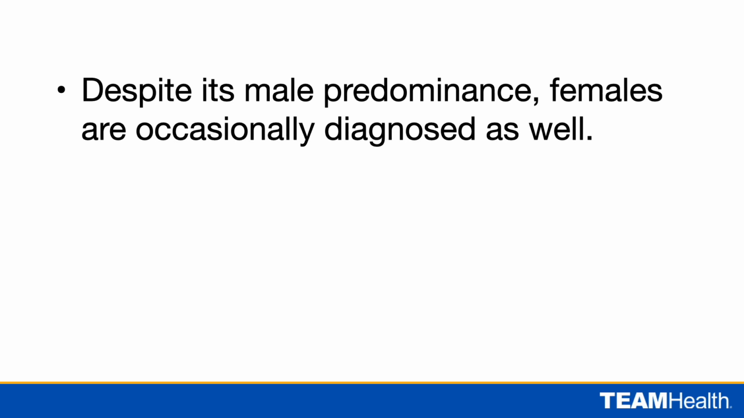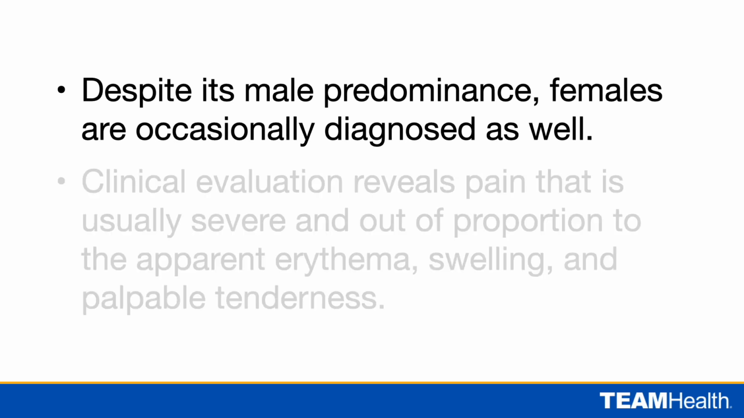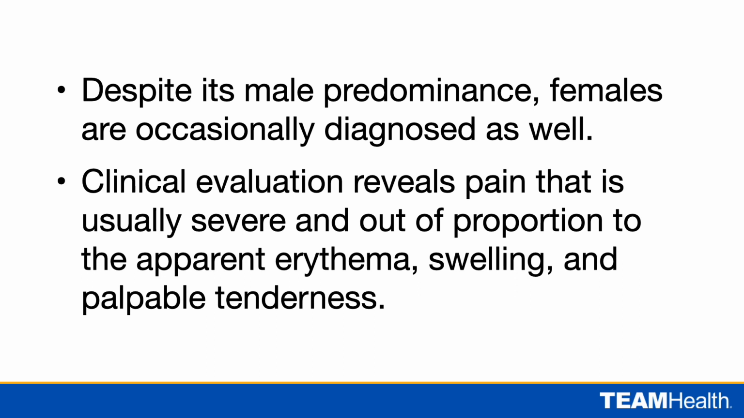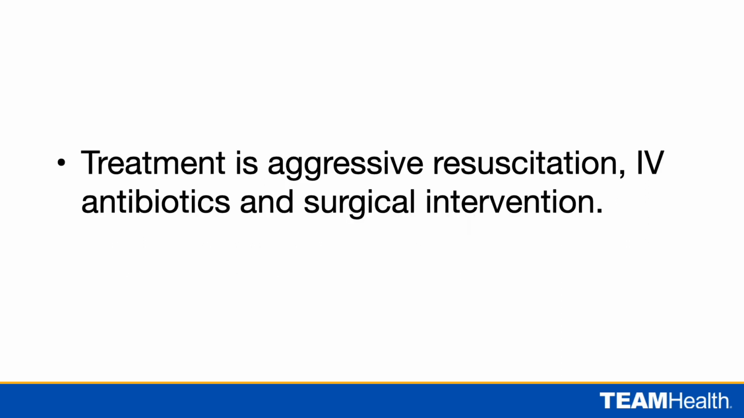Fournier gangrene is a form of necrotizing fasciitis which usually involves the male genitalia and perineum. Despite its male predominance, females are occasionally diagnosed as well. Clinical evaluation reveals pain that is usually severe and out of proportion to the apparent erythema, swelling, and palpable tenderness. Treatment is aggressive resuscitation, IV antibiotics, and surgical intervention.